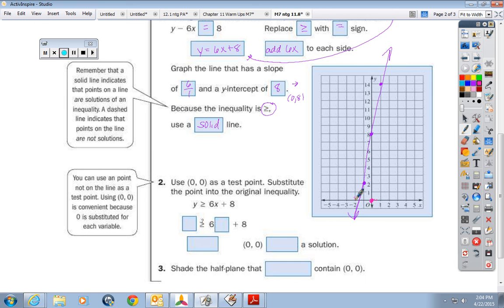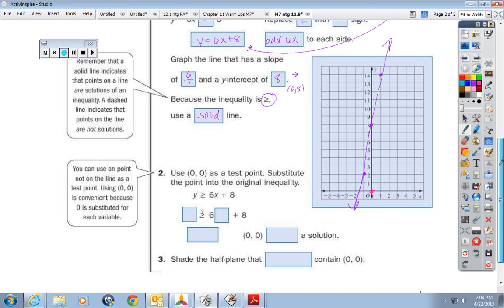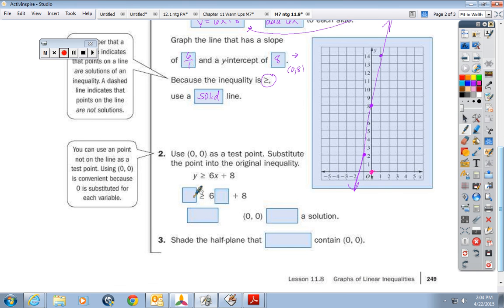So what that means is I'm going to replace both x and y with 0. And I'm going to ask, is 0 greater than or equal to 6 times 0 plus 8? Is 0 greater than 0 plus 8? Is 0 greater than or equal to 8? No. Okay, so 0, 0 is not a solution.